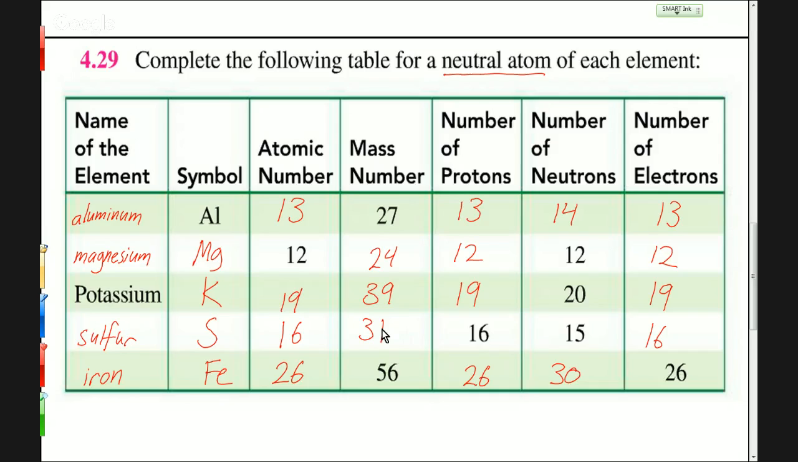Bromine exists in 79 and 81, and they're about half and half in nature. So they average out to 80, but there actually is no bromine 80. So you can't use the periodic table to find the mass numbers.